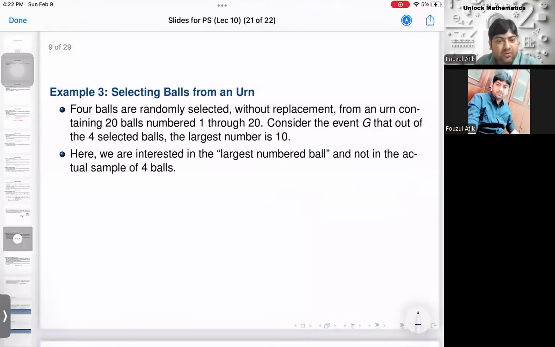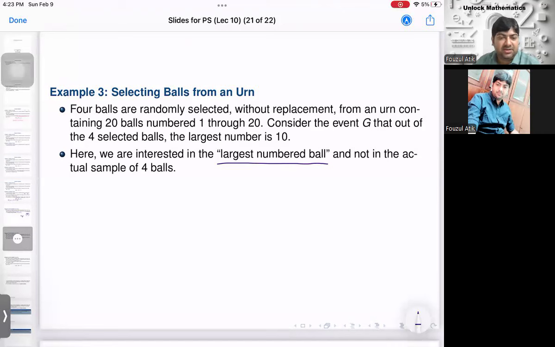So here we are interested in the largest number ball, right? Not the actual outcomes of having 4 balls, because how many ways can you do it? 24 ways you can select the 4 balls from the 20 balls, right? So each of the outcomes is like that, 4 balls, but we are not actually interested in all these 4 balls. We are interested in the largest number ball in each selection, right?